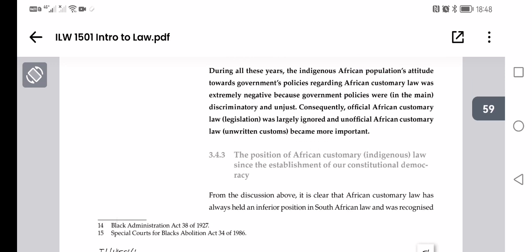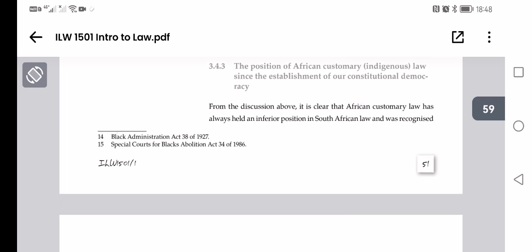During all these years, the indigenous African population's attitude towards government policy regarding African customary law was extremely negative because government policies were, in the main, discriminatory and unjust. Consequently, official African customary law legislation was largely ignored and unofficial African customary law, unwritten customary law, became more important.